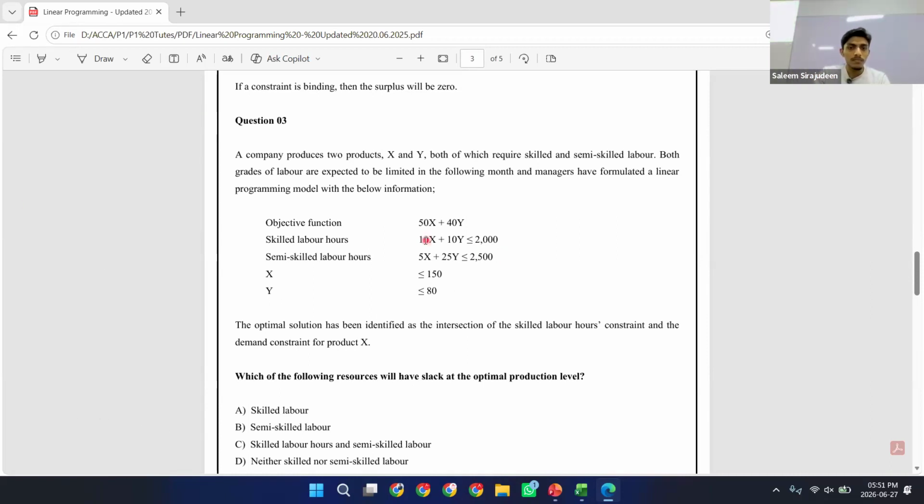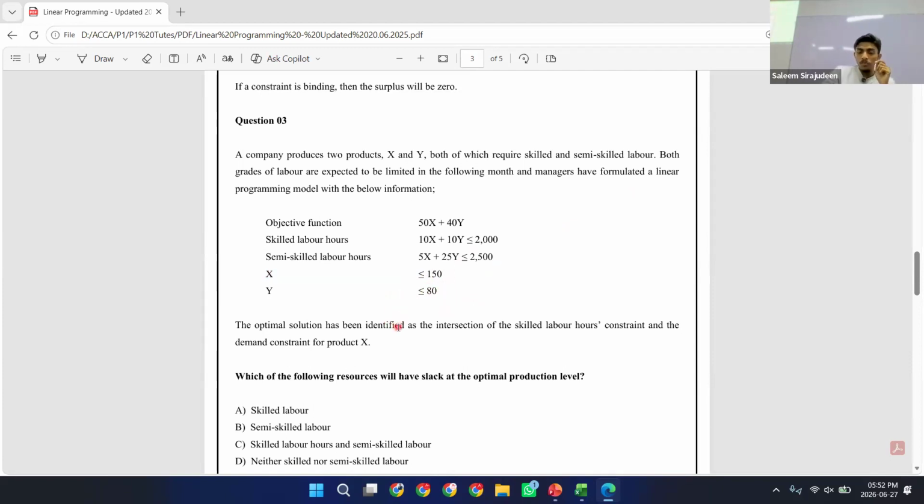What does it mean? Here I have given X 150. What does it mean? That means X has a demand of 150, Y has a demand of 80. Equal or less than? Got it? Maximum demand of X is 150. Maximum demand of Y is 80.